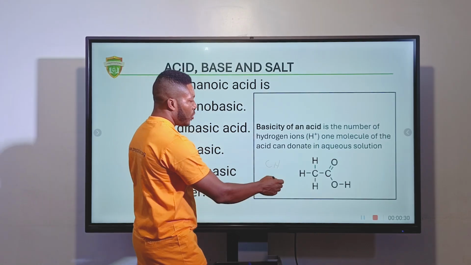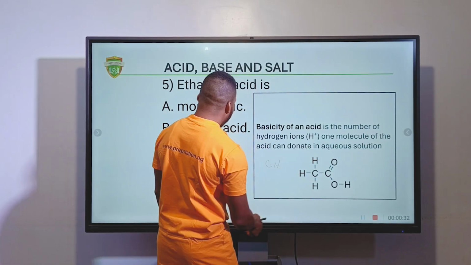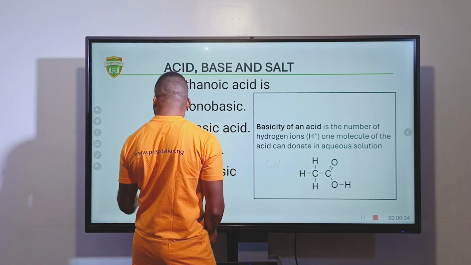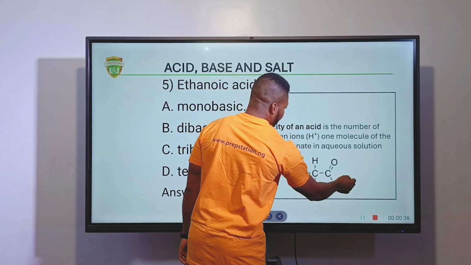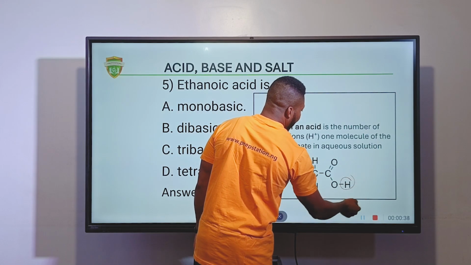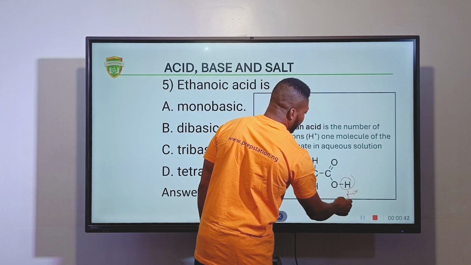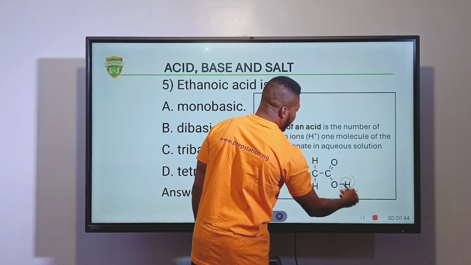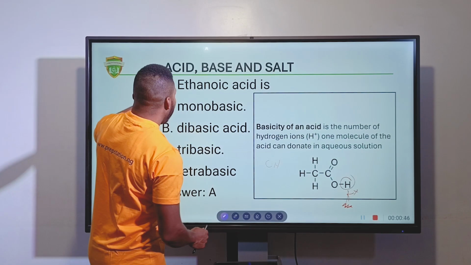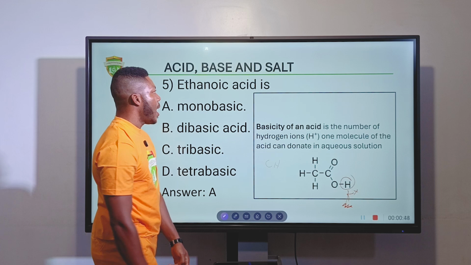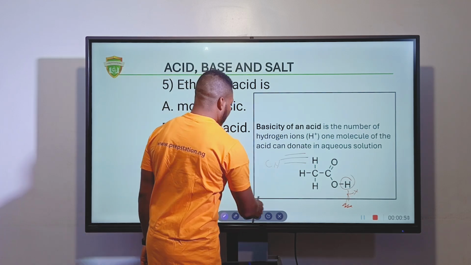So I was trying to show you the structure of ethanoic acid, that it can only release one hydrogen atom, which is this. Now this can be replaced by a basic ion or a metal ion like maybe sodium or potassium, Na, to form another compound. So ethanoic acid is a monobasic compound or acid.